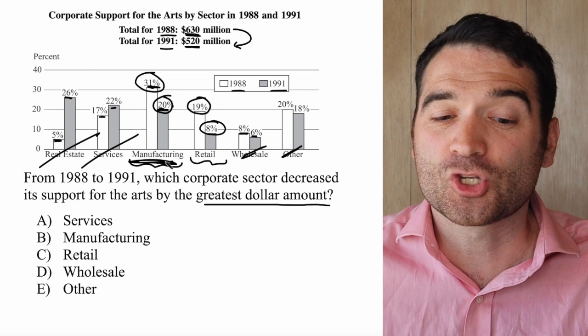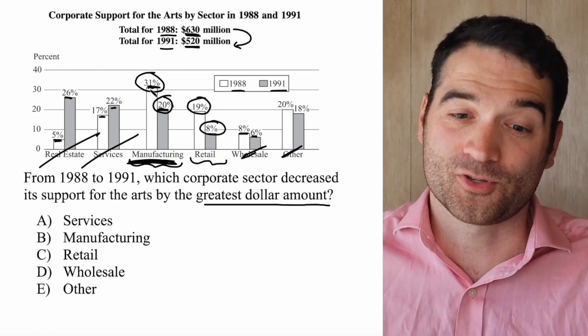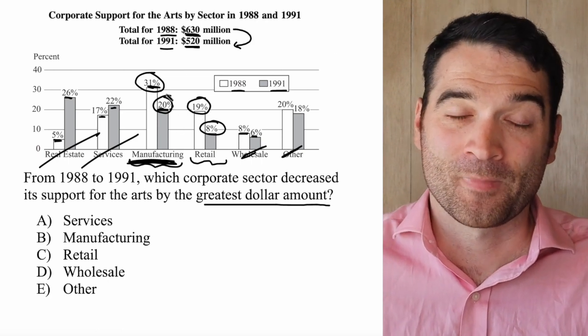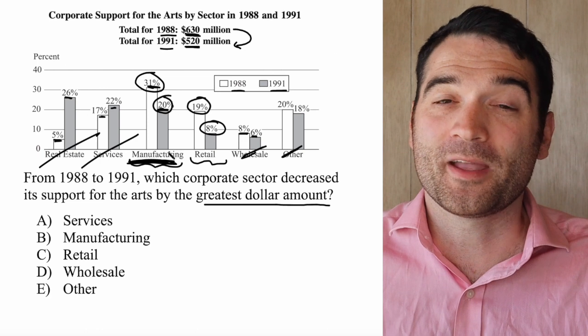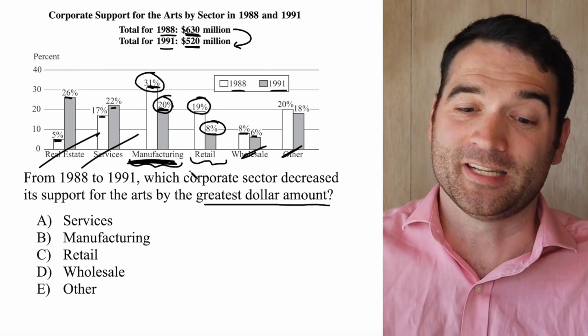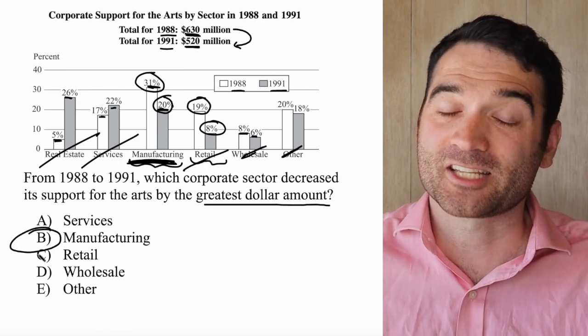But manufacturing started out giving a lot more, right? 31% of 630 is a lot more than 19% of 630. So this decrease for manufacturing is going to be reflected in a much, much bigger dollar decrease compared to retail, meaning that manufacturing has to be the correct answer.